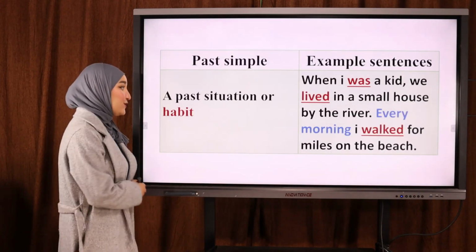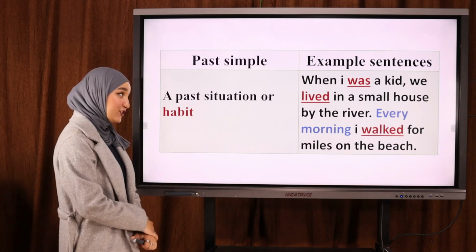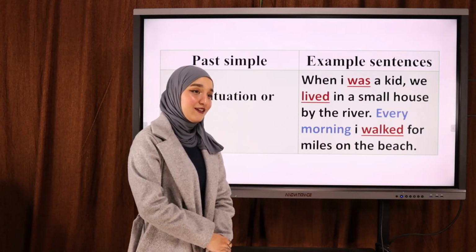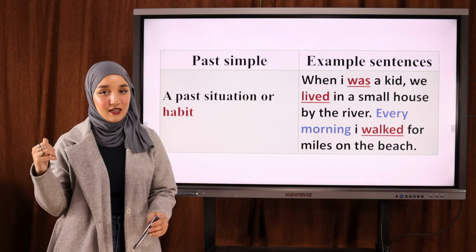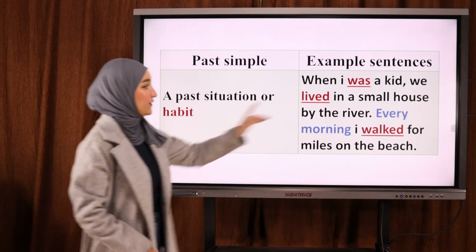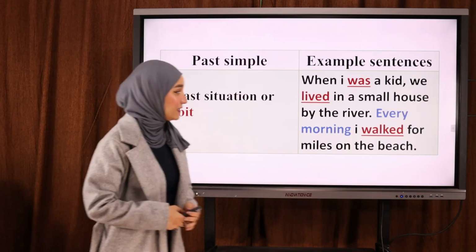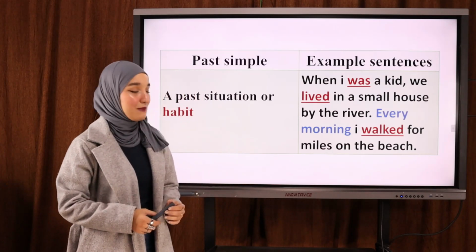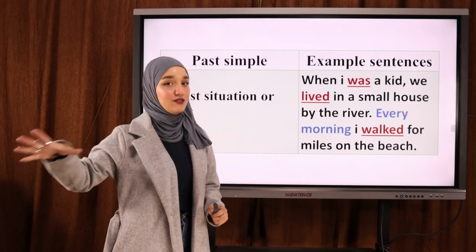Now, another use of the past simple is when we talk about a habit or a situation, okay, that used to exist in the past and now it doesn't, okay. عادة أو سلوك, okay, في الماضي, ولكن الآن هي ليست عادة anymore, okay. It doesn't exist. So, for example, when I was a kid, I'm an adult now, but I was a kid. When I was a kid, we lived in a small house by the river, okay? Every morning, I walked miles on the beach. So when I was a kid, now I'm an adult. So هذا حدث في الماضي عندما كنت طفل صغير, okay?